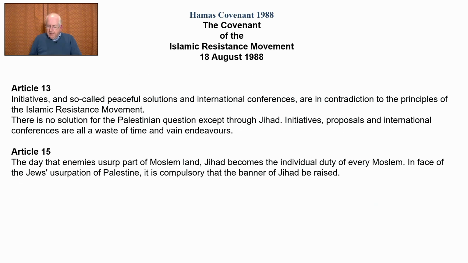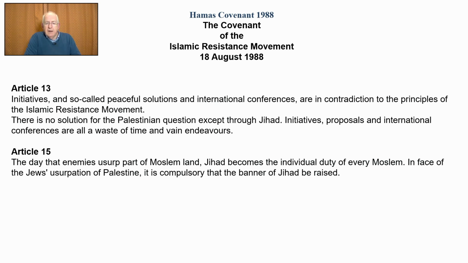Article 13, and this is very important when people say we need to have a peace treaty, we need to agree something. Let's see what this actually says. Article 13 says: "Initiatives and so-called peaceful solutions and international conferences are in contradiction to the principles of the Islamic Resistance Movement. There is no solution for the Palestinian question except through jihad. Initiatives, proposals and international conferences are a waste of time and vain endeavours." So they are not going to engage in any peace talks.